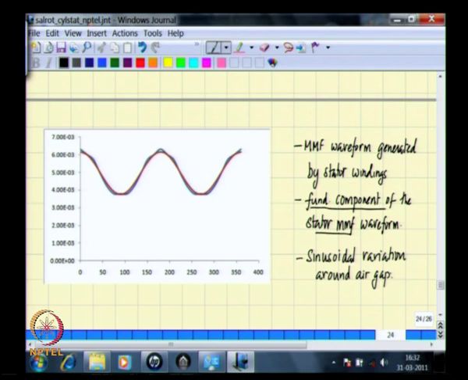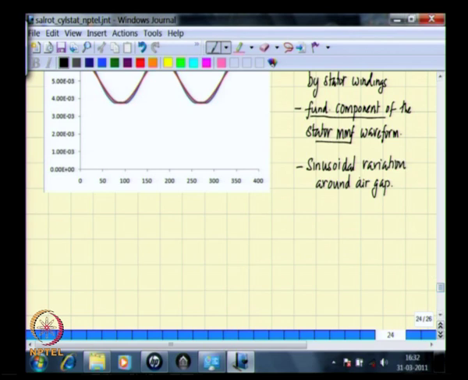This assumption is not bad, because as you look at the actual MMF in machines, machines don't just have a single coil on the stator. Electrical machines have a distributed stator, and as you go for the distributed stator winding arrangement, you find that the MMF generated by the stator winding becomes closer and closer to a sinusoidal distribution, and it is enough therefore if we consider a sinusoidal variation. That is fine. So we consider a sinusoidal variation.